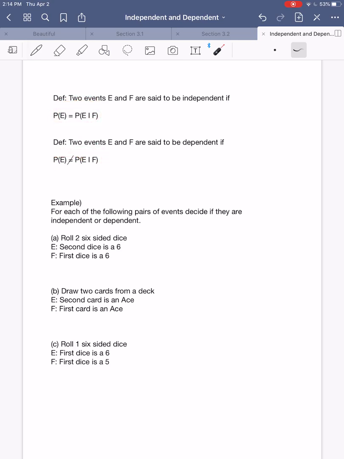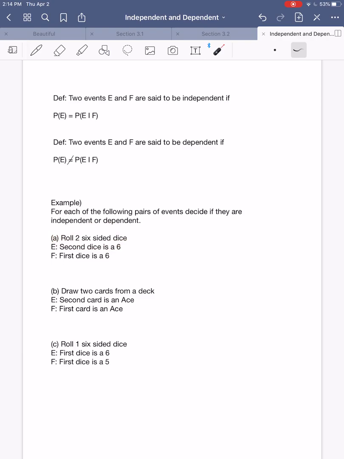Before we get into doing some computation with these, and we will do an example with some computation, let's just get a little bit of an intuitive sense of independent versus dependent with a couple of quick examples. For each of the following pairs of events, we're going to decide if they're independent or dependent. And we're going to make this decision not by doing any calculation, but just by thinking about the situation. So let's take this first one.